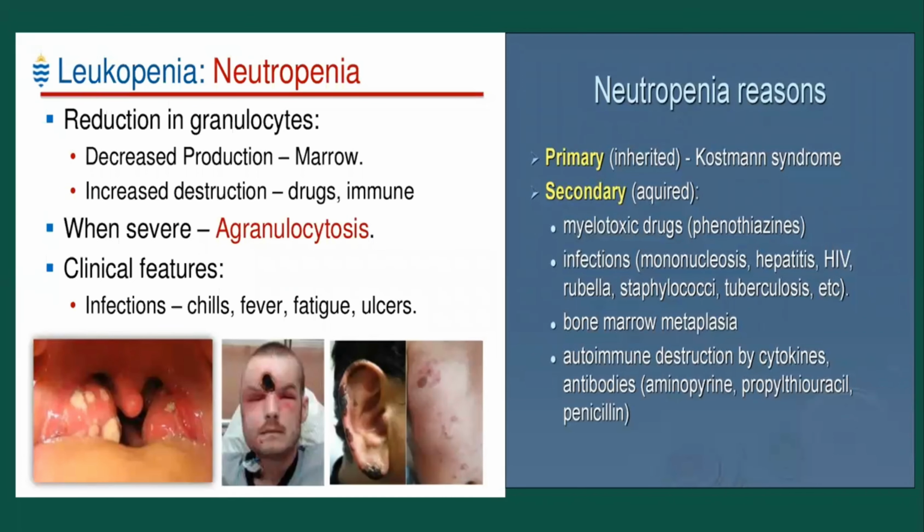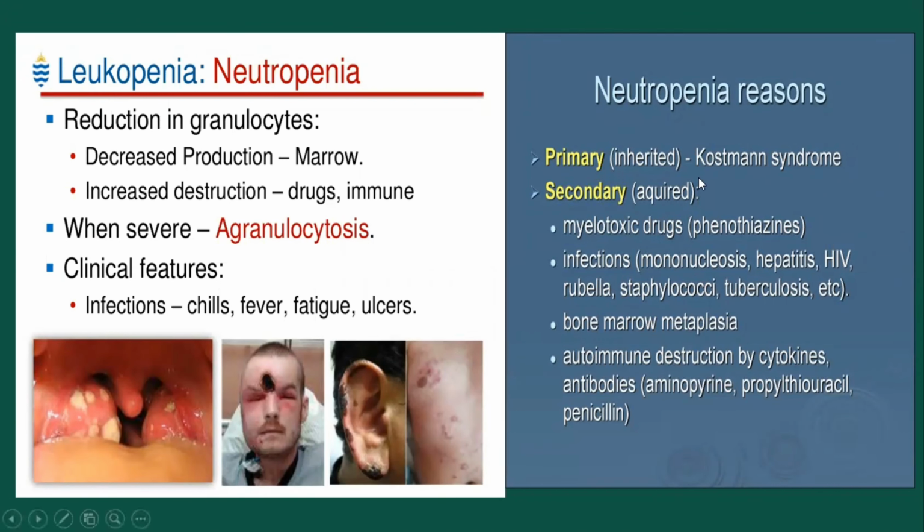Next is decrease in the count of neutrophils. Neutropenia, reduction in the granulocytes, due to decreased production in the bone marrow, or increased destruction due to immune-mediated drugs. When severe, we call it agranulocytosis. Clinical features include chills, fever, fatigue, and ulcers.